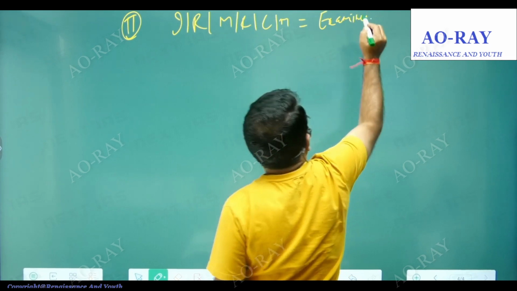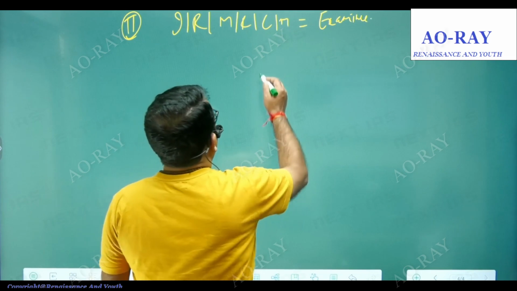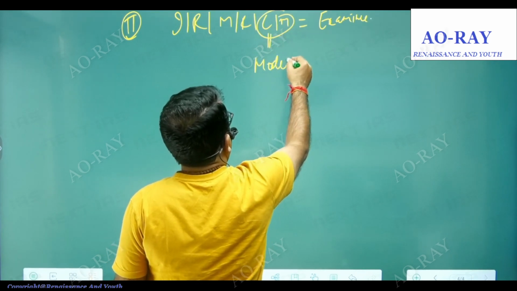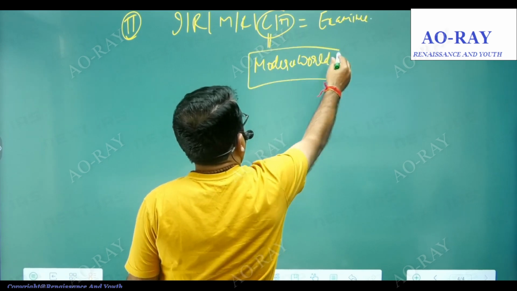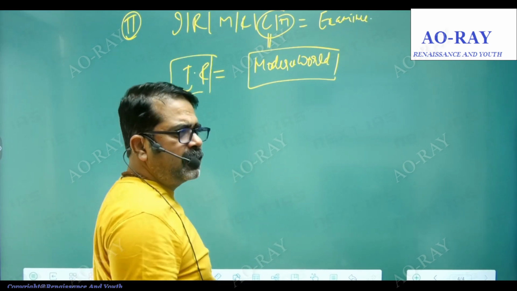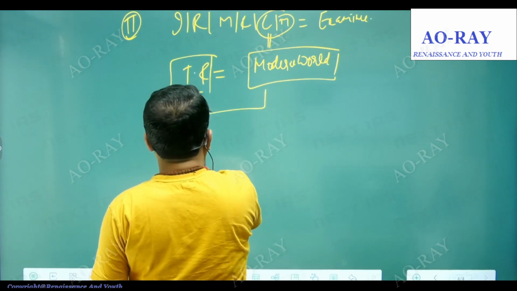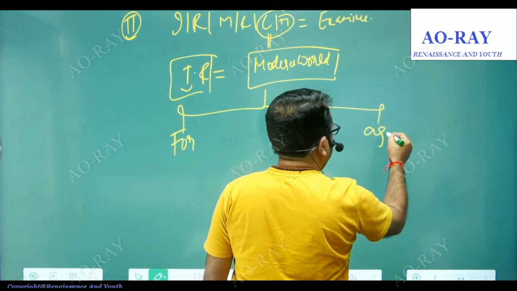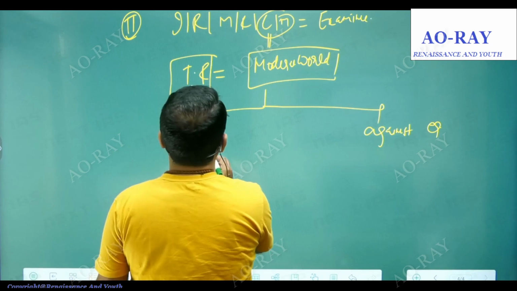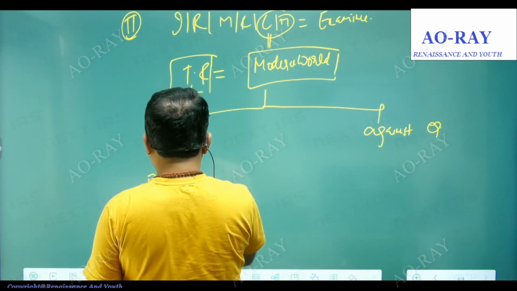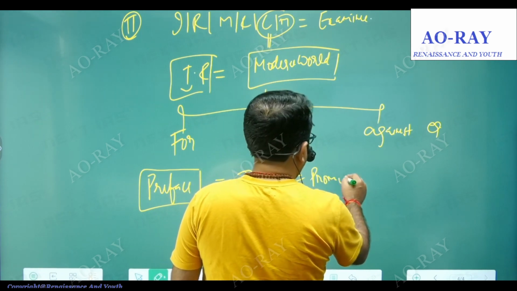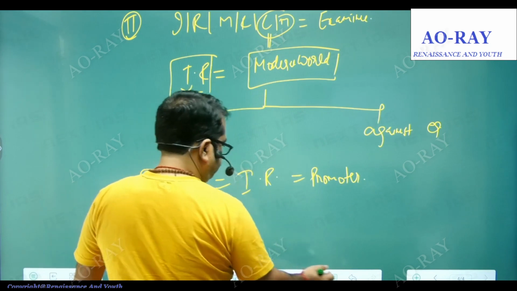Examine. What is the central point of this question? Modern world. Industrial Revolution played the major role in creating the modern world. So the points for and the points against, with examples. So here you will say explanation, preface: Industrial Revolution is a promoter.